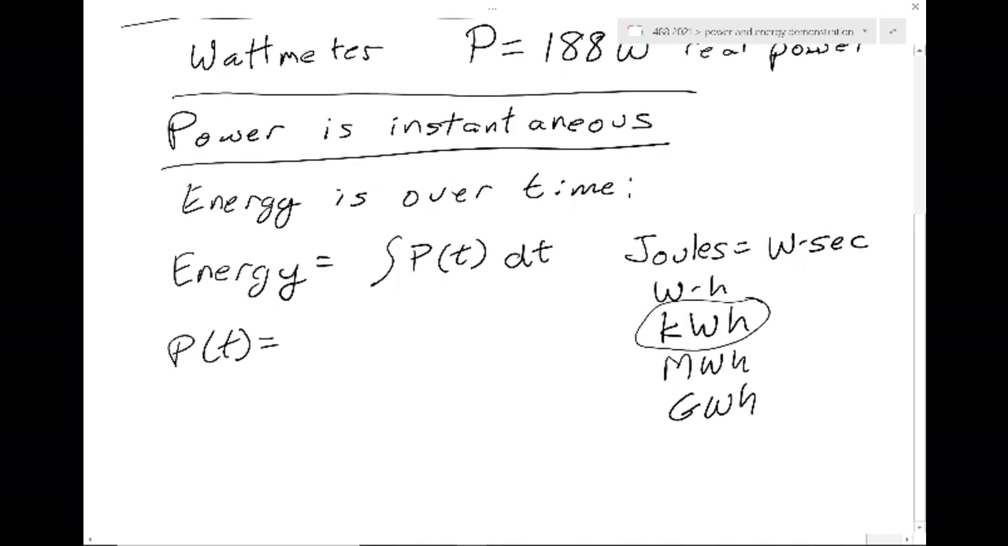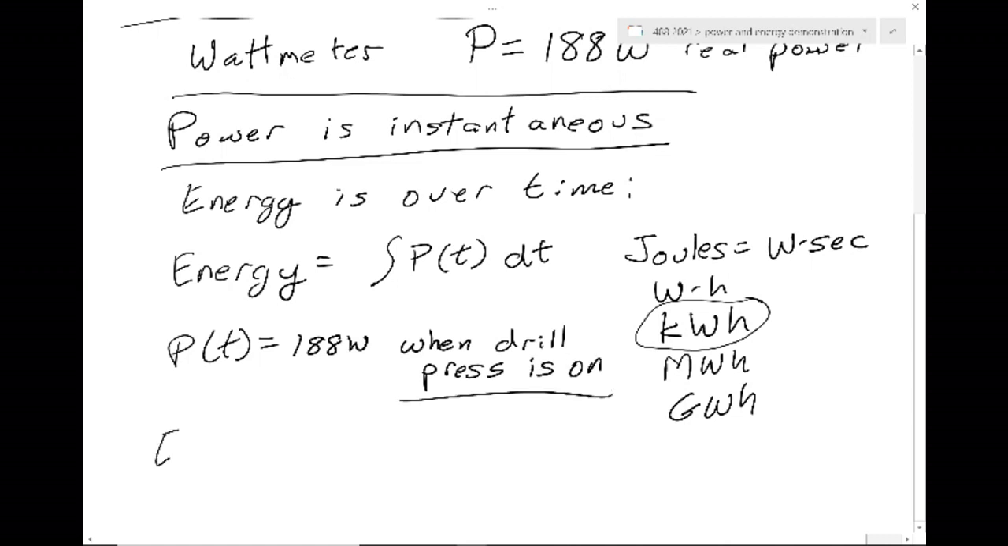Does it change over time? Only if I turn the power off. So if I leave the power on, the power is staying fairly constant. It's changing a little bit. It changes with the voltage, but I'm going to say the power is 188 watts. That's power as a function of time. Okay, let's put when that happens. When the drill press is on, only then.